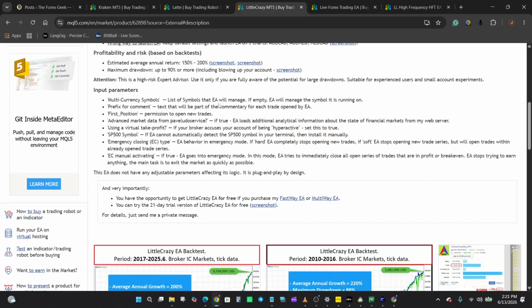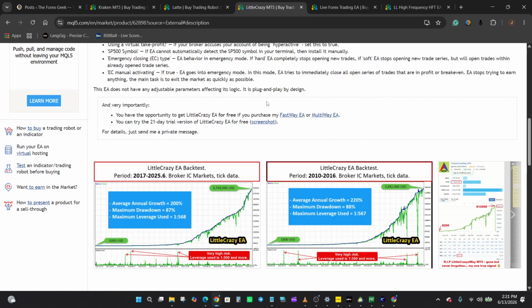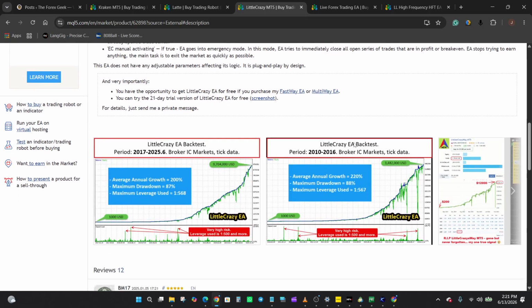Now, let us move over to the historical backtesting section. One thing I appreciate here is that the developer provides both profitability expectations and drawdown expectations directly on the product page. The historical testing information references estimated annual returns as well as the possibility of extremely large drawdowns, including the potential loss of the entire account.